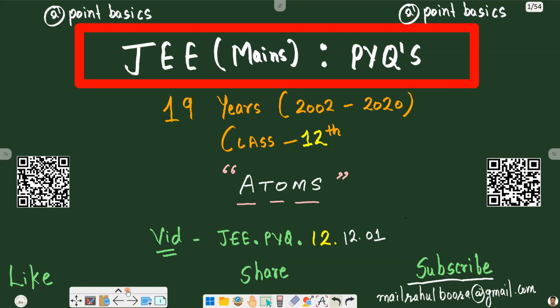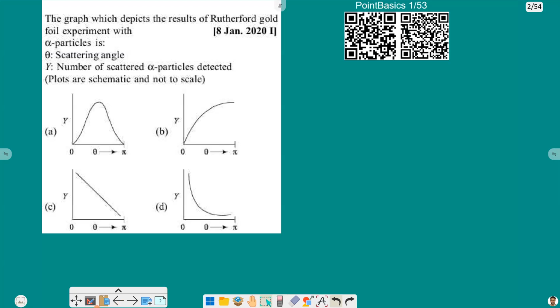With this, let's start today's video. Here we have the first one: the graph which depicts the results of Rutherford gold foil experiments with alpha particles, where theta is the scattering angle and y is the number of scattering particles detected.